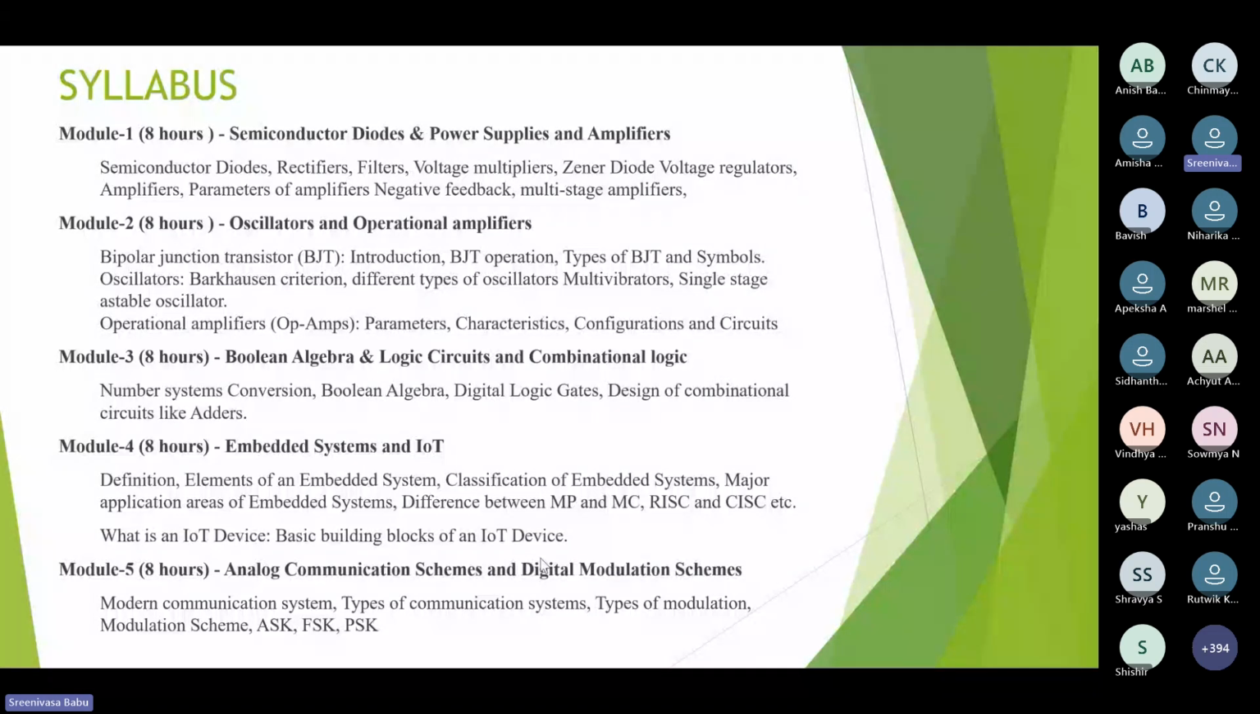Module 5 is all about communication: analog communication schemes and digital modulation schemes. There are two types of communication, analog and digital. We'll be discussing only analog communication in module 5, and digital modulation techniques. Modulation is a different kettle of fish, and we'll discuss it. This module is mainly about how communication happens and what we can communicate: voice, data, image, video. So what ways we can communicate, all these things we'll discuss. We dedicate this module for that.